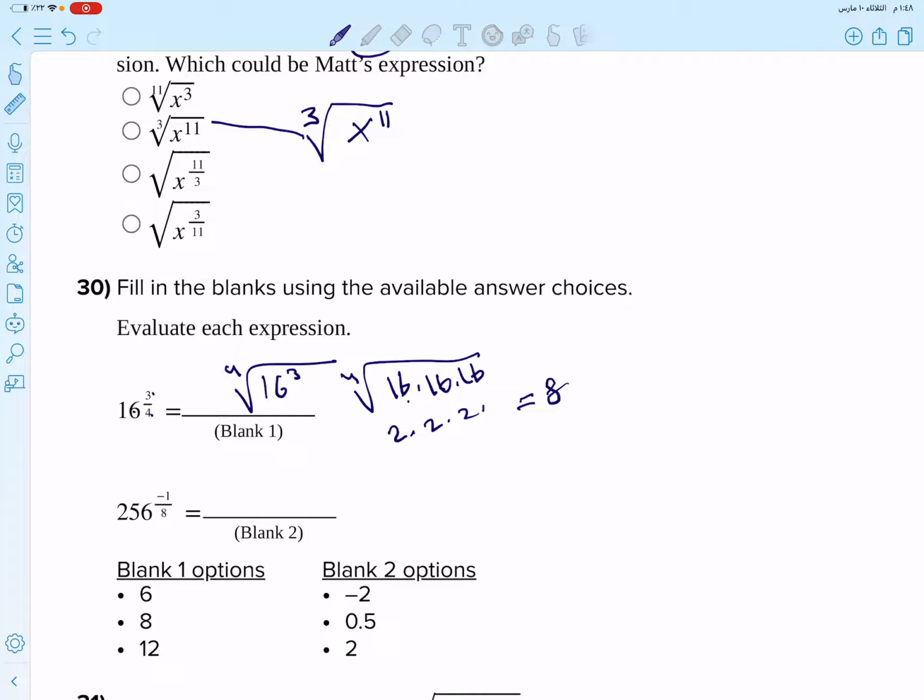Here 256 to power negative 1 over 8, so I can write 1 over the 8th root, the index 8 here, of 256. So the answer here will be 2, because 2 to power 8 equals 256, but I have 1 over, look, 1 over 2, because the power here is negative, so I just need to write 1 over, don't forget that.